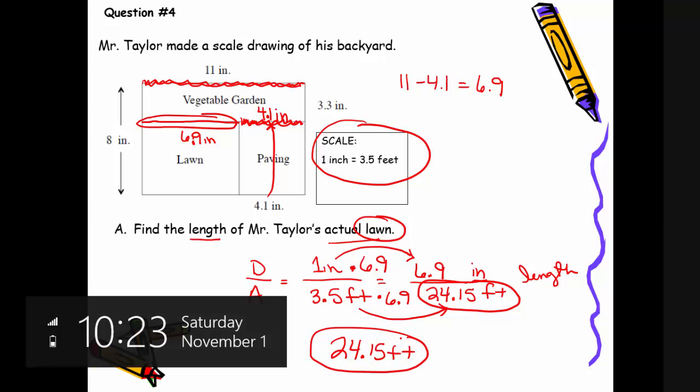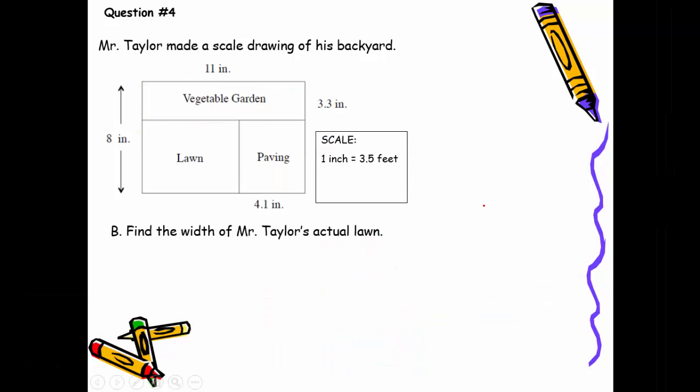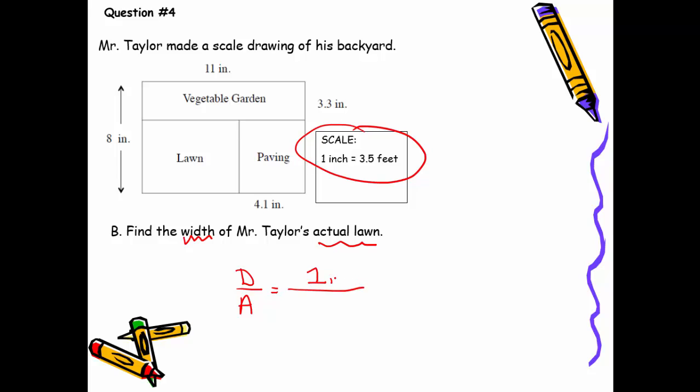Excellent. Wonder if they're going to ask me about the width of his lawn. We just realized the length, and now they want to know the width of the actual lawn. Again, they give us the scale. As soon as I know I'm given a scale, I can do drawing over actual. 1 inch in the drawing is 3.5 feet in the actual. They must give me information about how many inches long it is in the drawing for the width if they're asking me to find the width of the actual in feet.